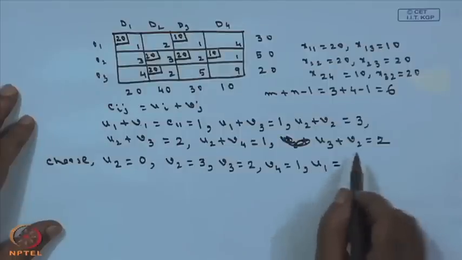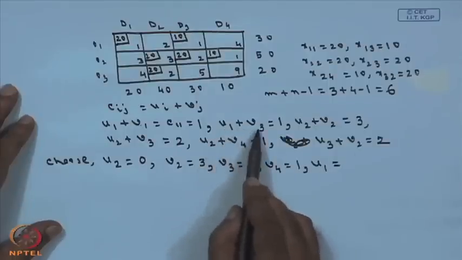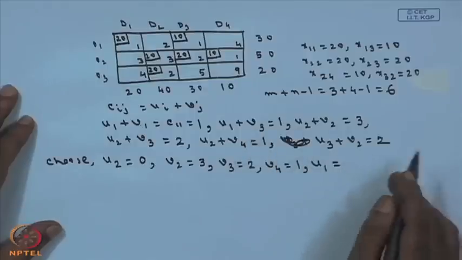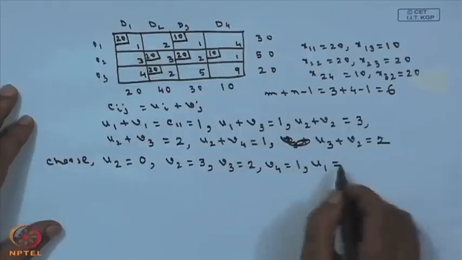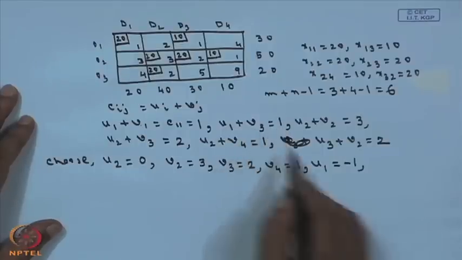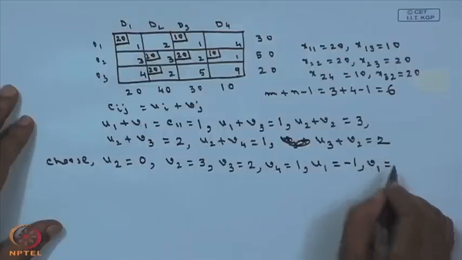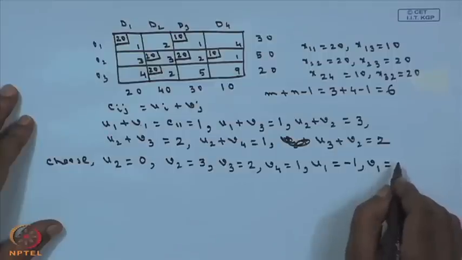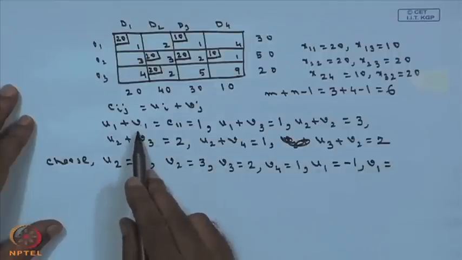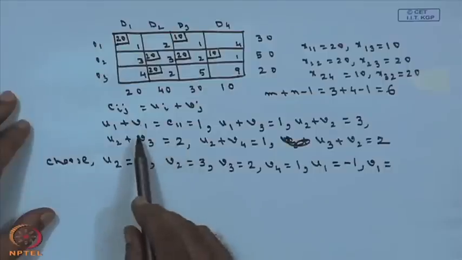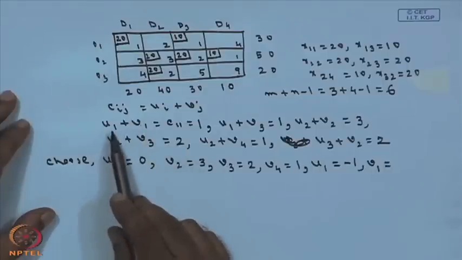So, u1 plus V3, from here I can find out u1. V3 is 2. So, u1 will be minus 1. So, once u1 is minus 1, you can find out V1. From u1 plus V1 equals 1, with u1 equal to minus 1, I can obtain V1.